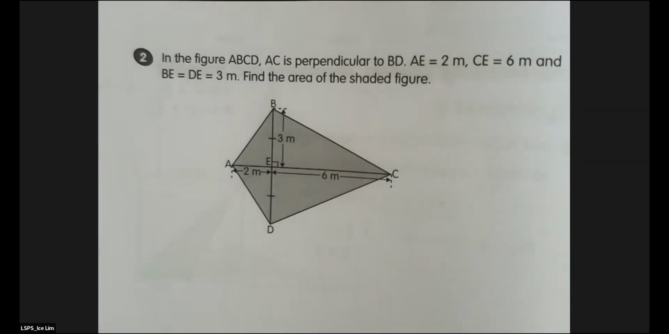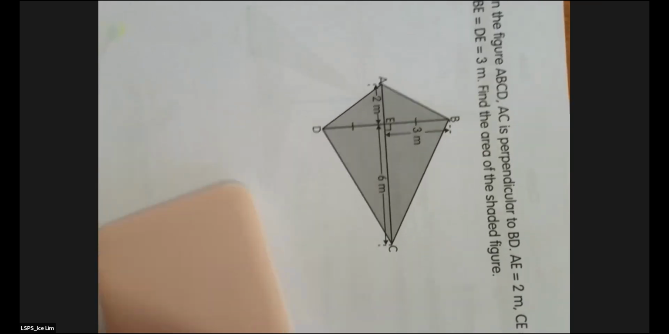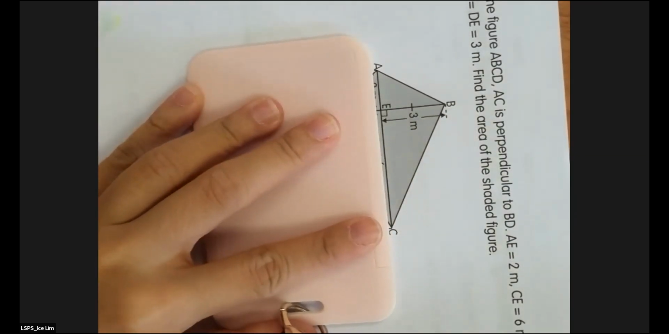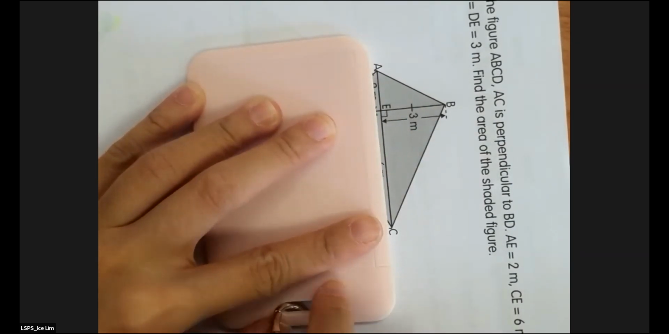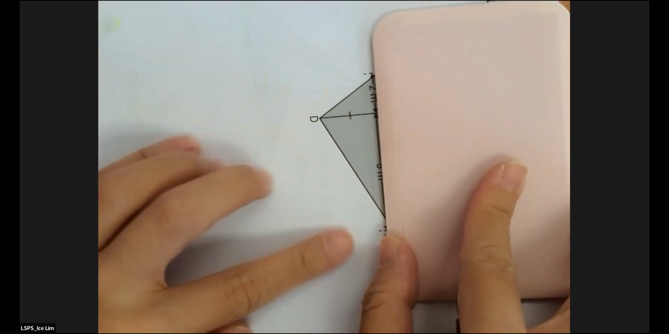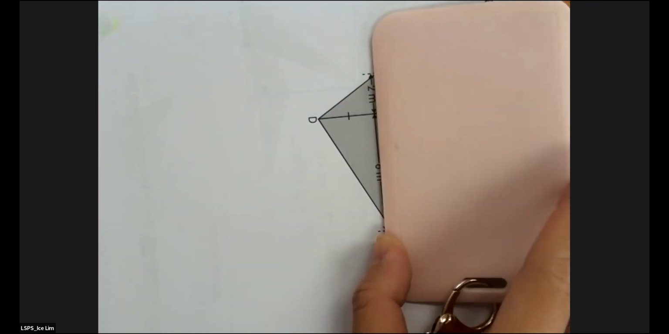If I turn like this. Okay? And I cut like this. Can you see? This is one triangle. Can you see? I cut like that. This is another triangle. Can you see? And these triangles are the same one.